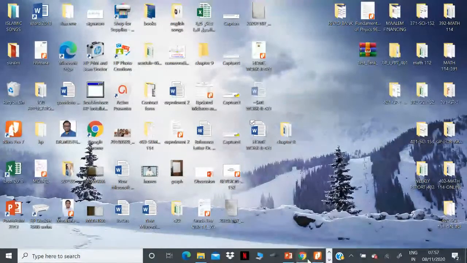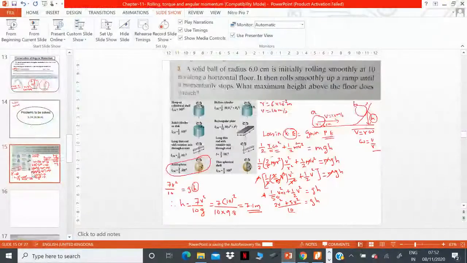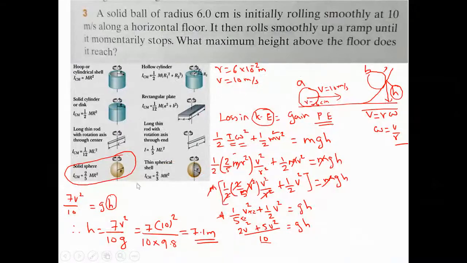What is the value for the cylinder, brother? You can see this picture. The moment of inertia is MR square for a hoop, so here a solid cylinder is nothing but half MR square. Brother, this formula I didn't give in the assignment question, but in the exam we will give the formula. Okay, understand?